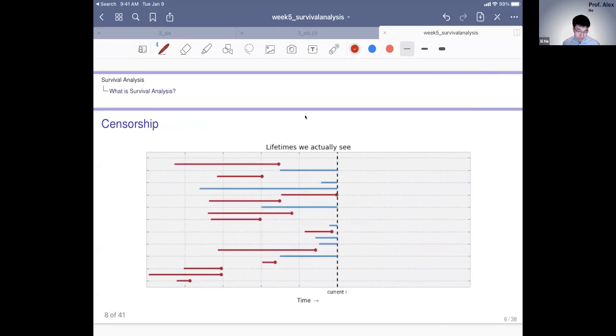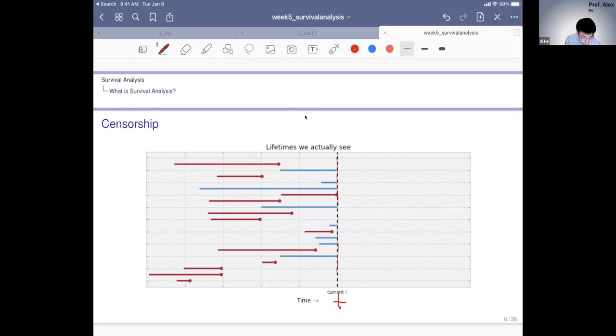Then let's look at another example. Let's say this is some product, some game that people play, and users only play that game for a certain amount of time, and then they're bored with it and they stop playing. Each line here is time, and this dashed line is our current time t. Each line is one person.